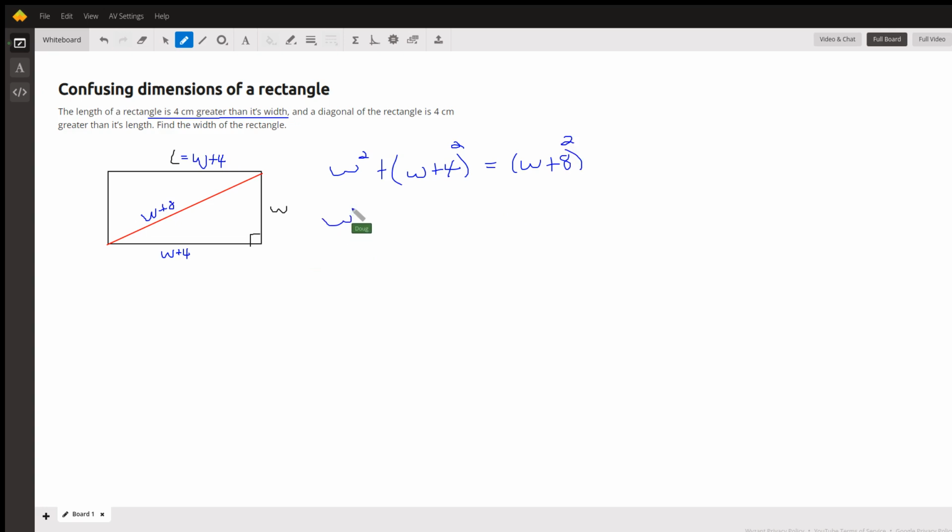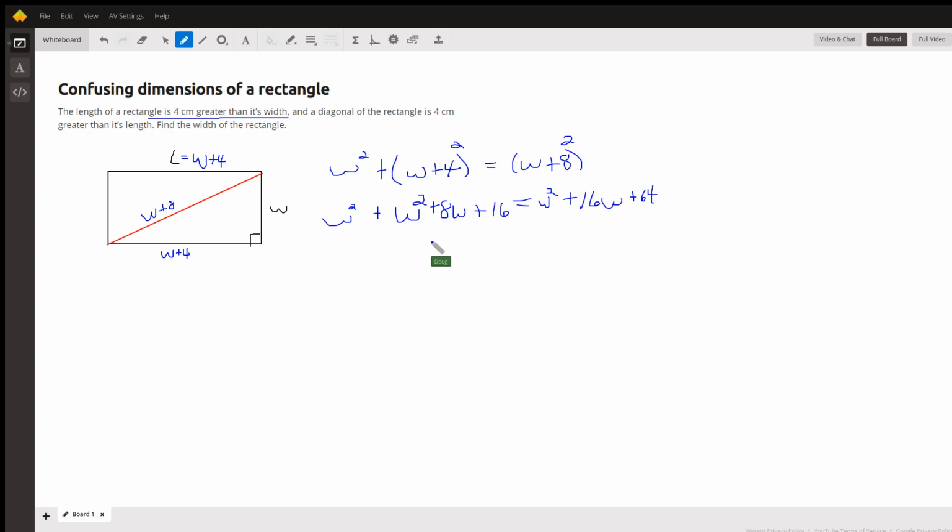So hopefully you're good at squaring binomials mentally. Square the first term, double the product of the two terms, plus square the second term. Do the same thing over here. Square the first term, double the product of the two terms, plus square the second term.